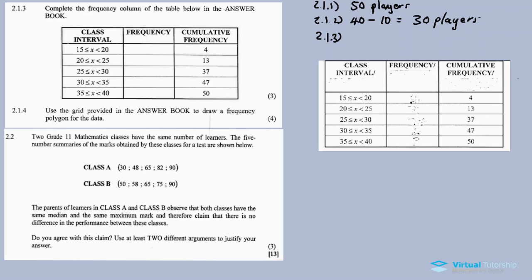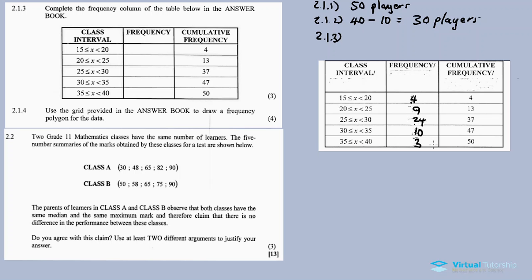So here it is going to be a 4. The first value for our frequency is 4. The next one is going to be 13 minus 4, which gives us 9, right? So for the next ones we get by subtracting the cumulative frequencies again. 37 minus 13 gives 24, and then 47 minus 37 I get 10, and then 50 minus 47 gives 3. So this is how you fill up the frequency column from a cumulative frequency if it's not given.